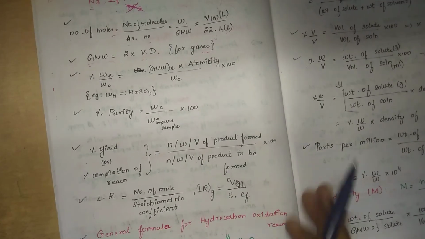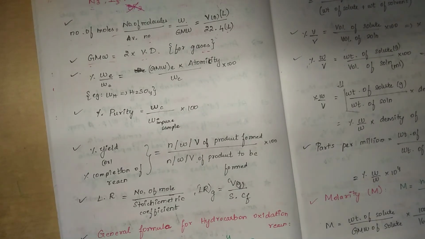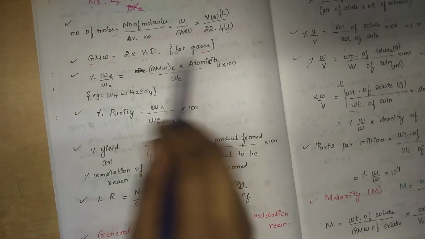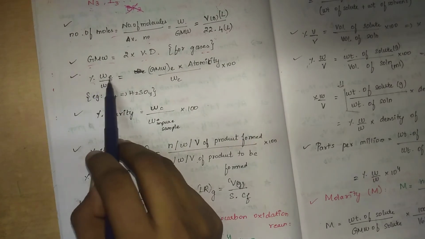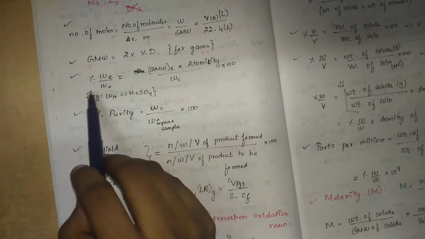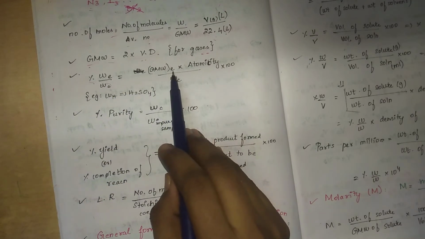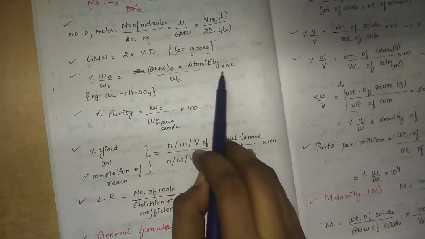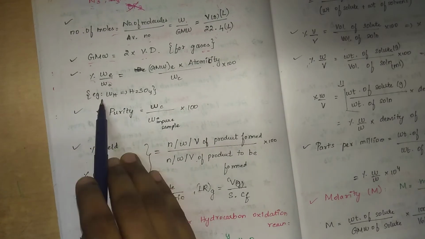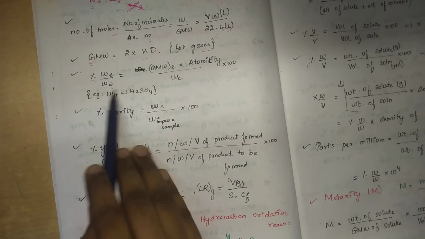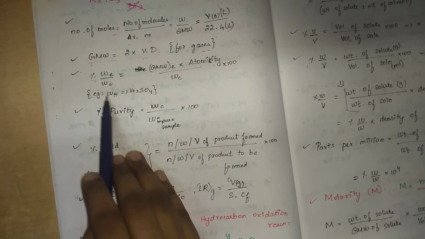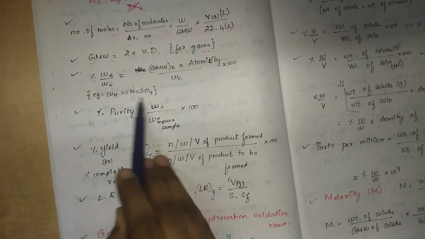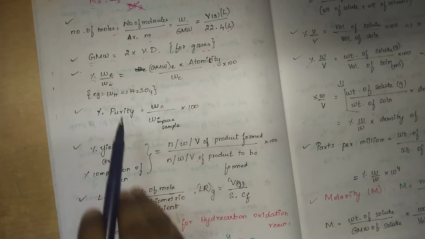Then they will give a compound, and they will ask you to find out the percentage weight of a particular element in that compound. So you have to apply this formula: percentage weight of element by total compound weight equals gram molecular weight of the element into its atomicity divided by weight of the total compound into 100. For example, they will ask you to find out the percentage weight of hydrogen in sulfuric acid H2SO4 likewise.